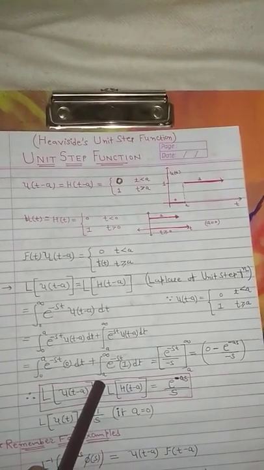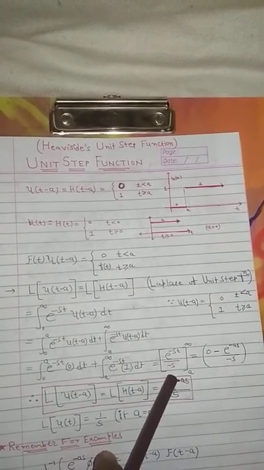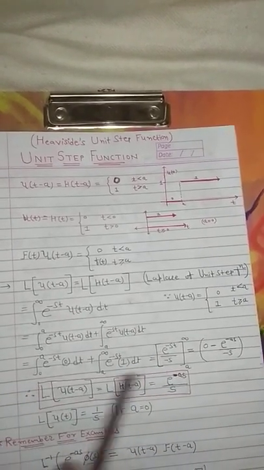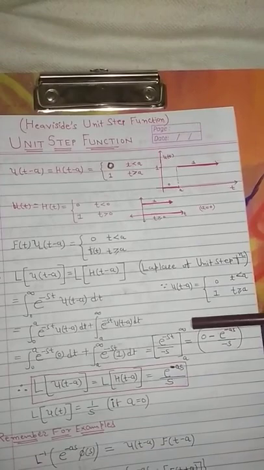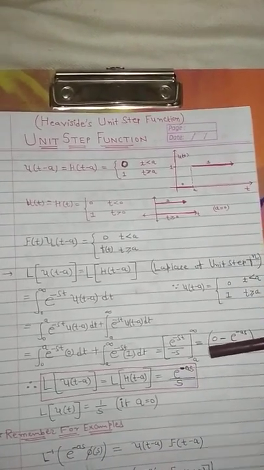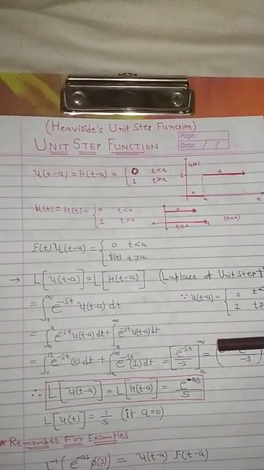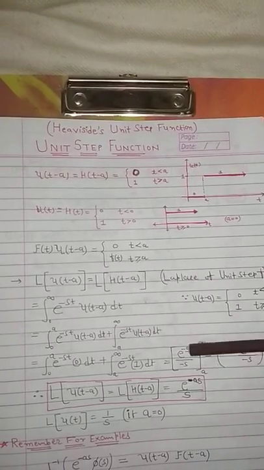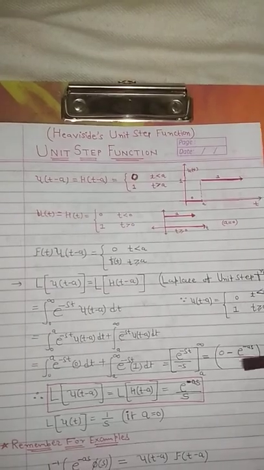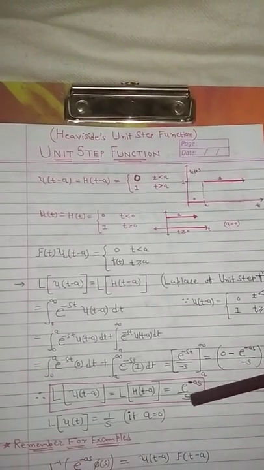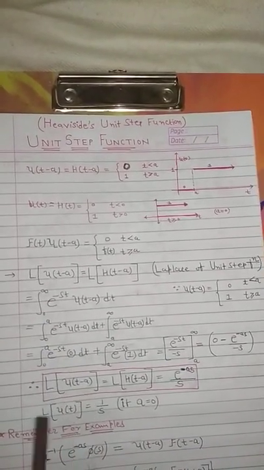So the integration of this part is e raised to minus st upon minus s, and the other integration is 0, so I am not writing it here. Now what are the upper and lower limits? Upper limit is infinity and lower limit is a. Putting the upper limit, e raised to minus infinity is 0, and for the lower limit a we get e raised to minus as upon minus s. Minus minus is plus, so the final answer is e raised to minus as upon s. So this is the Laplace of the unit step function u of t minus a.